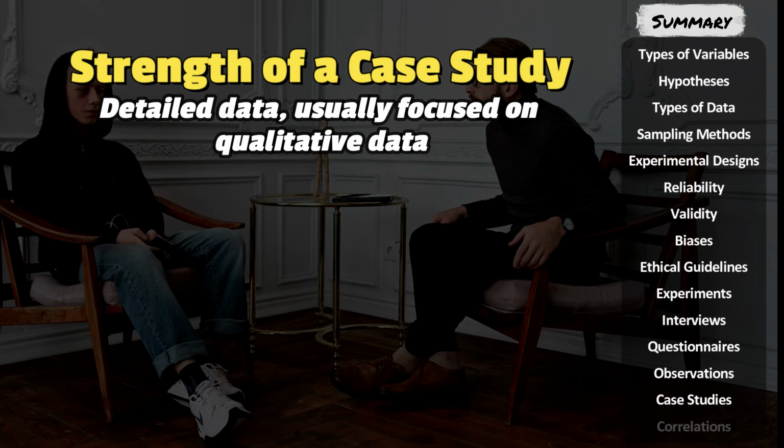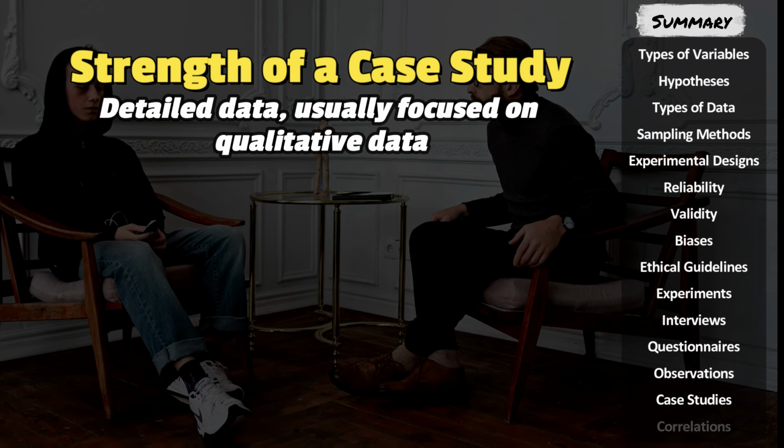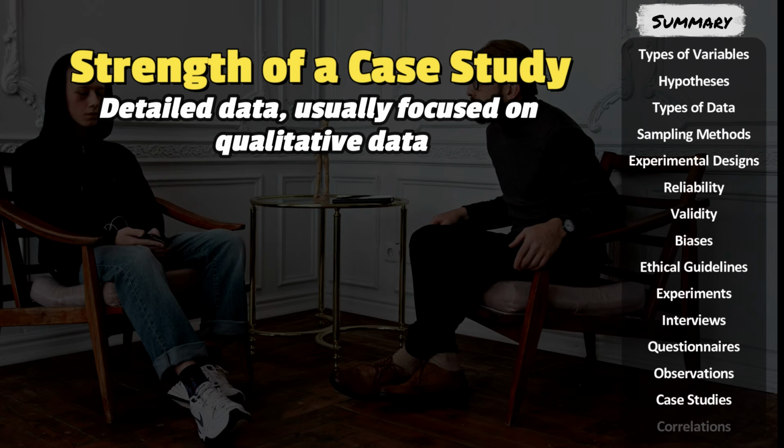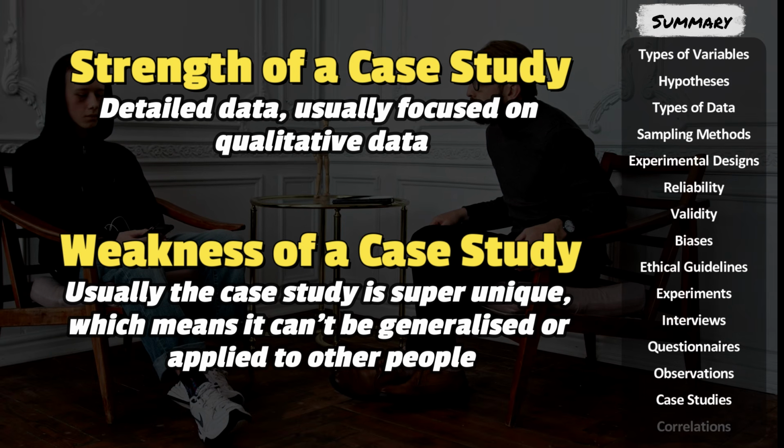A strength is that we get loads of detailed qualitative data, which means we get loads of detail. However, a weakness of a case study is that people are often really unique that are being studied, and therefore we might not be able to generalize to other people. In the case of Clive, it's such a unique case, we probably will never see a case like that ever again. So how are we supposed to generalize those results to the general population?